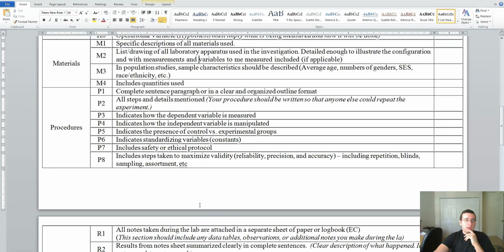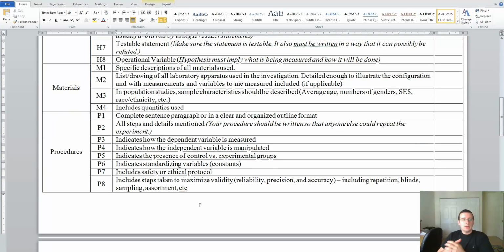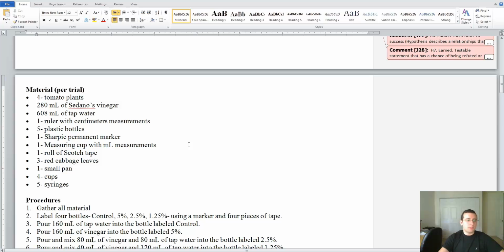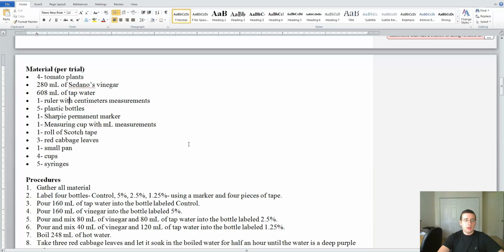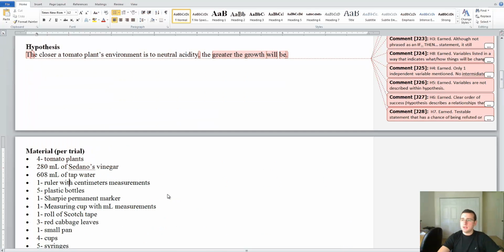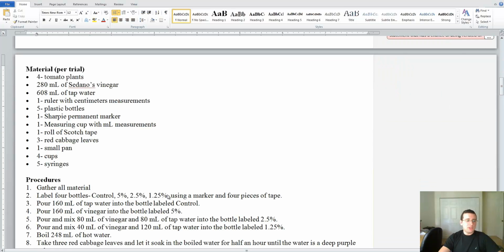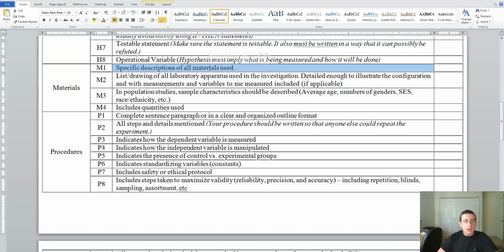So looking at the rubric, I'm looking for specific descriptions of all materials used. Upon reading her procedures, I noticed that she mentioned that she had to boil water. But I don't see any indication in her materials of what she's going to be using to actually boil the water. She mentions a small pan, and I'm guessing that she's going to put the cabbage in a small pan and then put it on a stove, but she never mentioned to me how exactly she's doing that. So right there, she lost those materials points for not putting all the materials used.